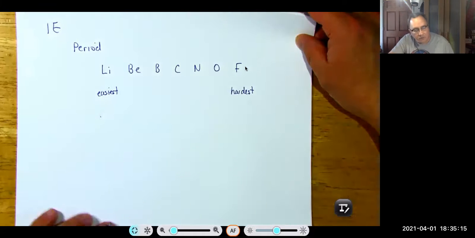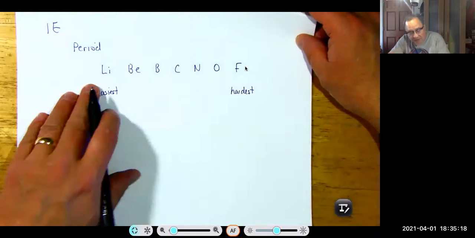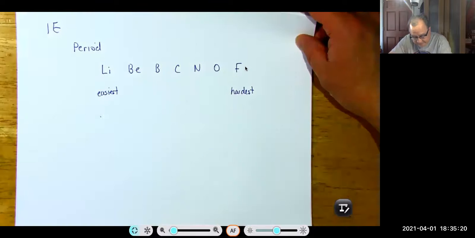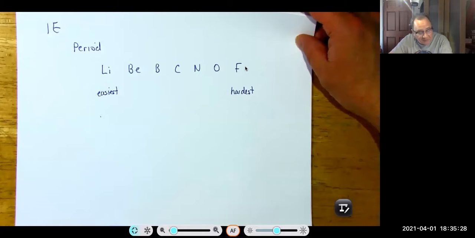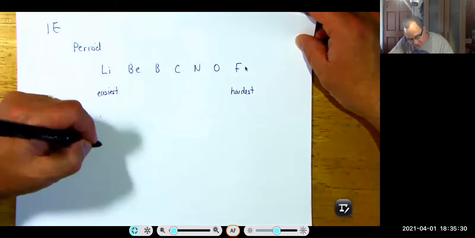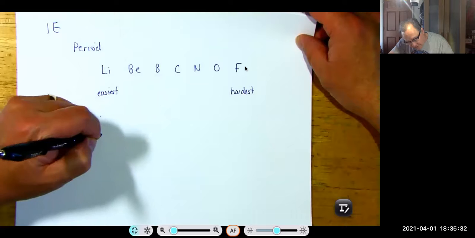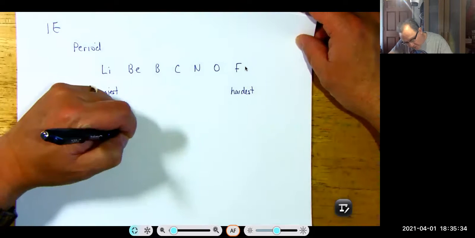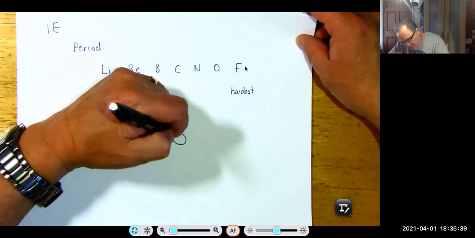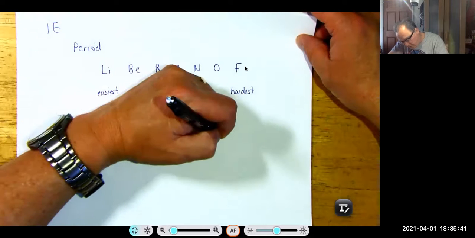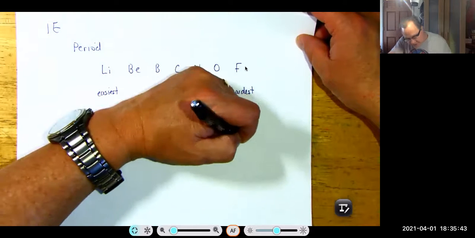And do you remember the radius of these guys? What happens to the radius as we go across? It's the opposite, right? They start big and get small. So you can actually do this. So here's big, smaller, smaller, smaller, smaller, smaller, and smaller. So they're getting smaller, right?